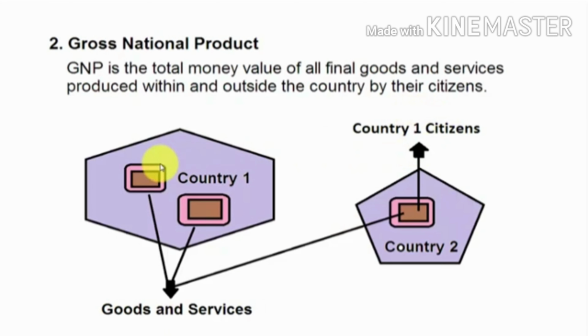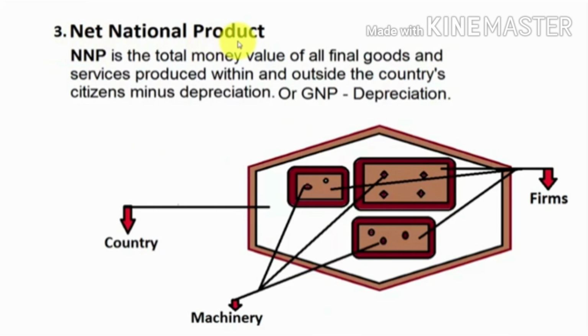For example, in this graph we can see that these are two firms of country 1 citizens and they are producing goods and services in their own country. If these citizens start a firm in country 2 and start producing goods and services, we will also include this production in gross national product. And now we shall discuss net national product. Net national product, NNP, is the total money value of all final goods and services produced by the country's citizens within and outside the country, minus depreciation. Or simply you can say GNP minus depreciation.